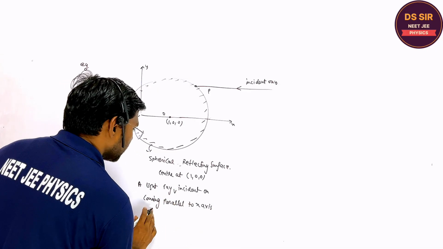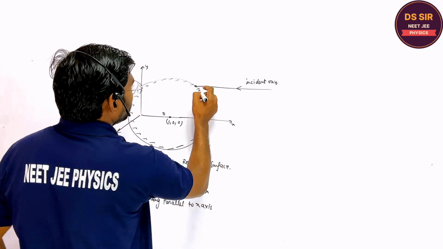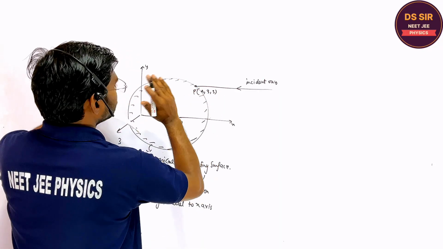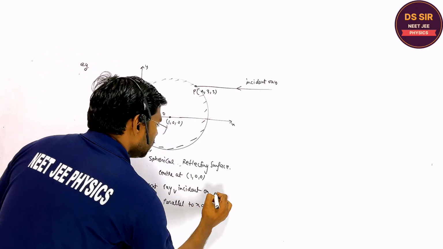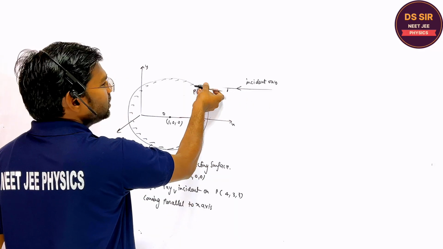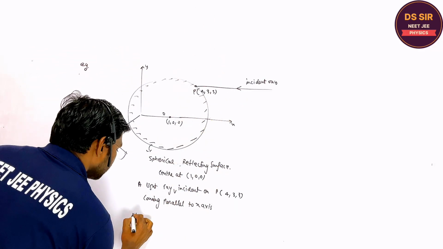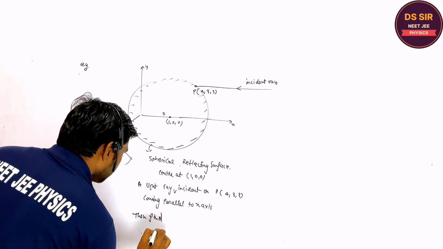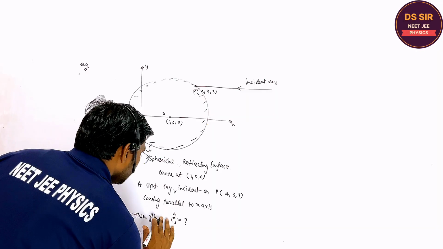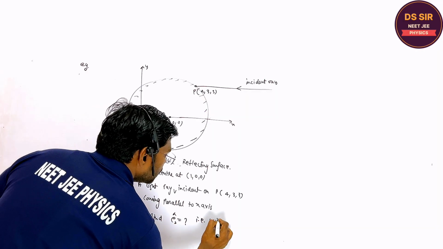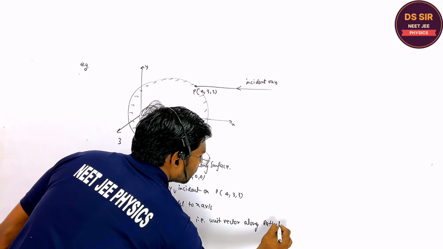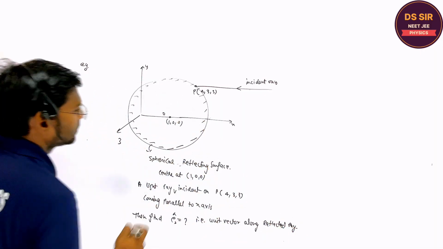A light ray coming parallel to the x-axis is incident on point P. The coordinates of P are (4, 3, 3), a point on the spherical surface. When the ray is incident on this, it will be reflected. Then find the unit vector E2 cap, the unit vector along the reflected ray.